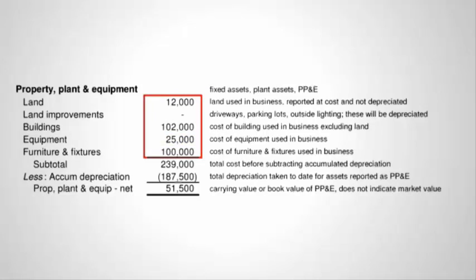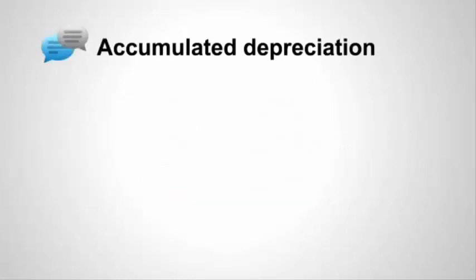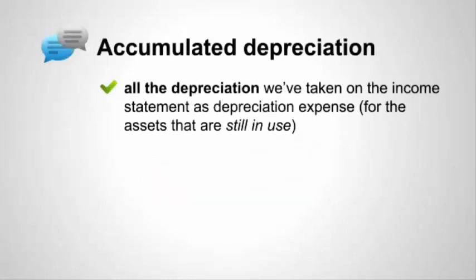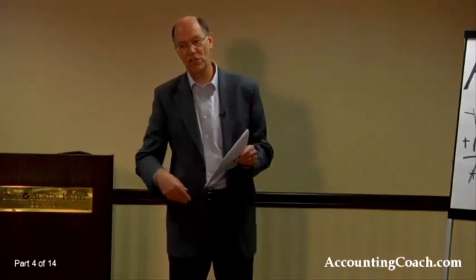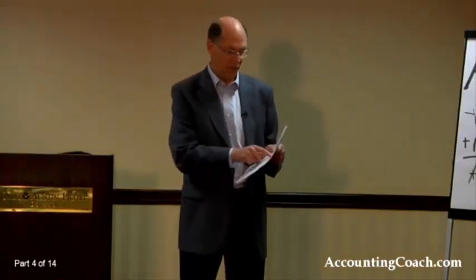So then we add up all those costs, and we show as a subtotal, and then we say less accumulated depreciation. Now the accumulated depreciation means all the depreciation we've taken on the income statement as depreciation expense from day one. So as long as the asset is in use, and it's listed here, we keep track of that asset's accumulated depreciation. If we sell an asset, then we take the accumulated depreciation out for the one that got sold. So this accumulated depreciation pertains to the assets that are still in use.